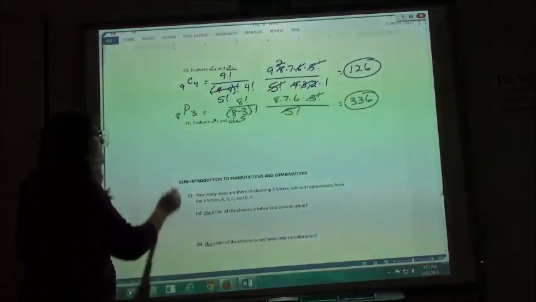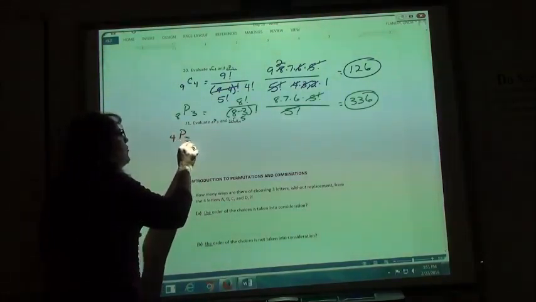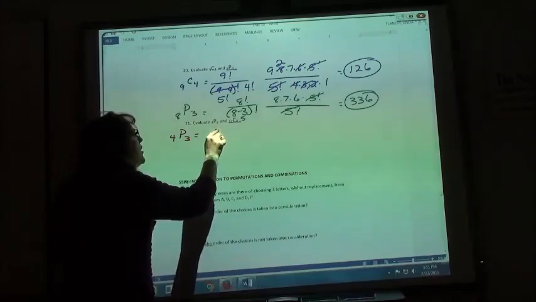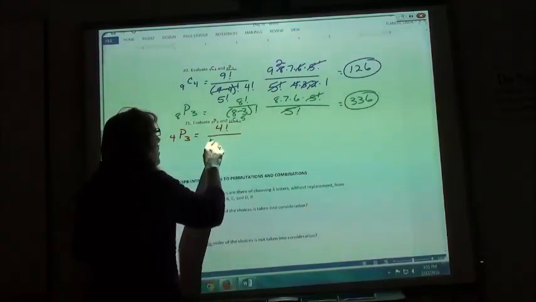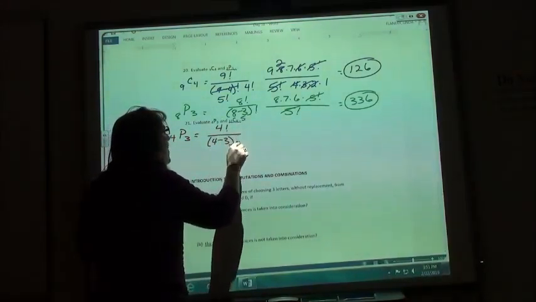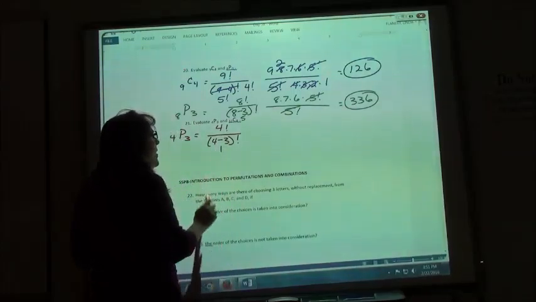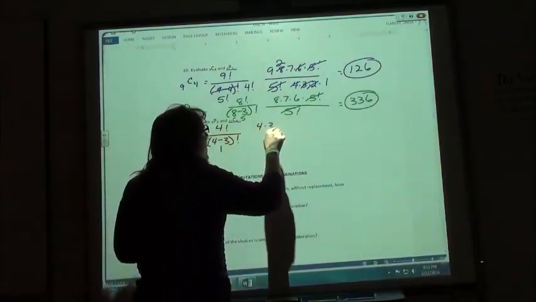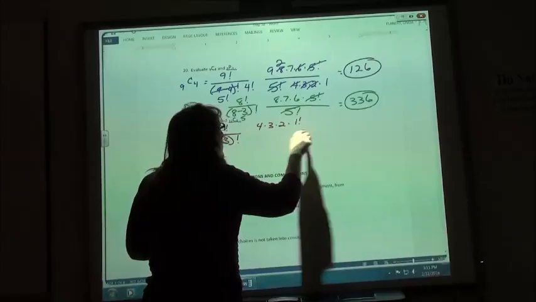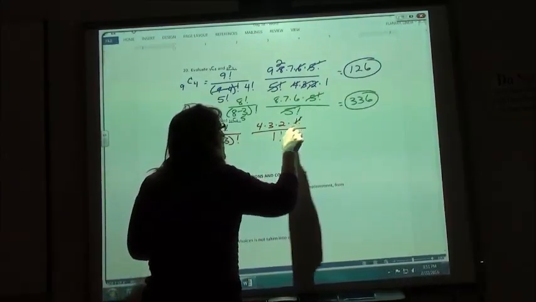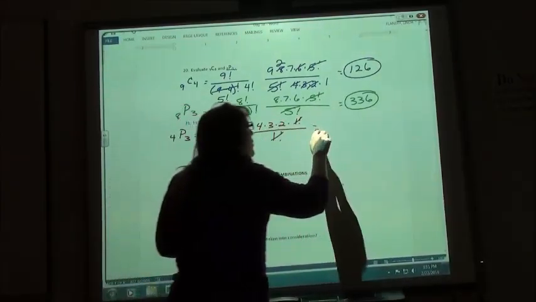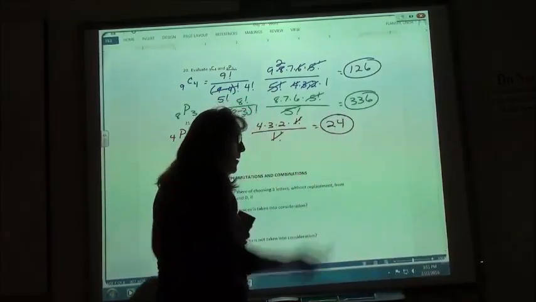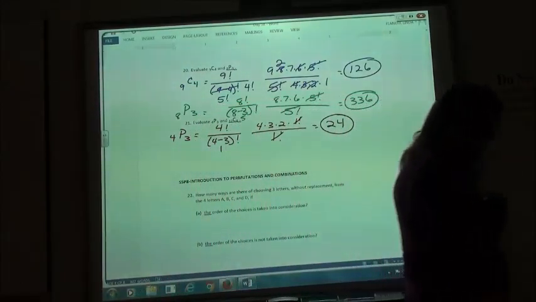Number 21. 4P3. I'm doing a permutation, 4 factorial over 4 minus 3 factorial then, which is 1. So 4, 3, 2, 1 factorial divided by 1 factorial. 12 times 2 gives me 24. Possible ways to have that.